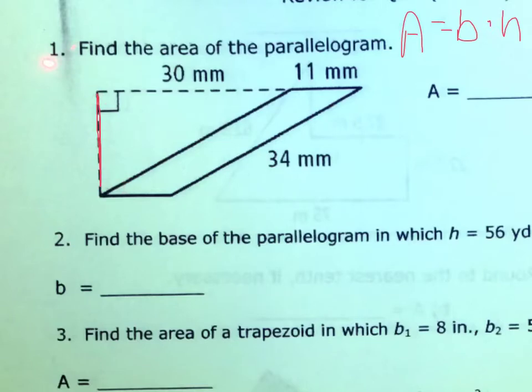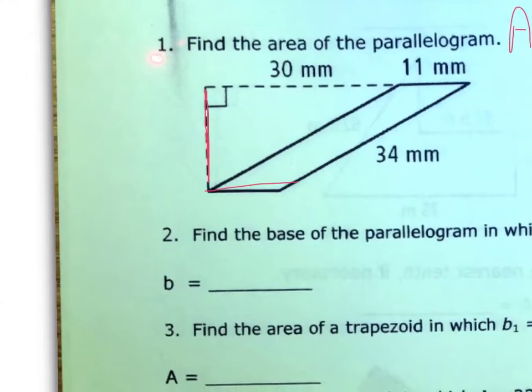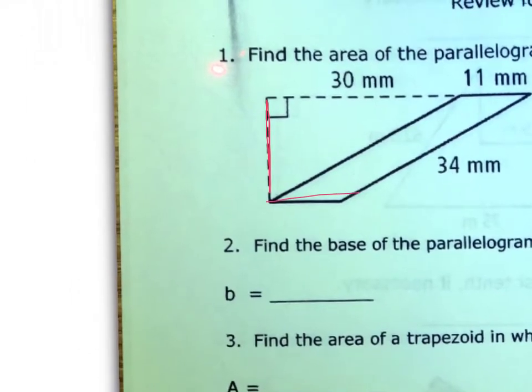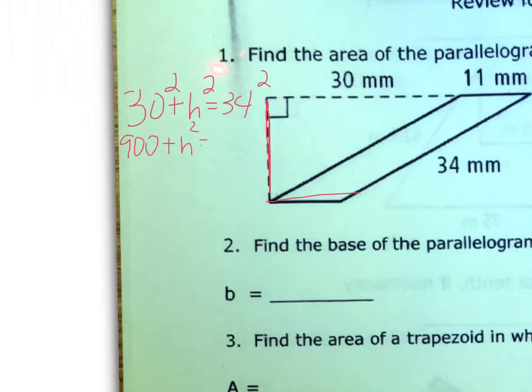So what you need to do is a squared plus b squared equal to c squared. So let me go ahead and work it out over here. So it's 30 squared plus the height squared equals the hypotenuse squared, and the hypotenuse is 34. So 30 squared is 900. And 34 squared is 1,156.